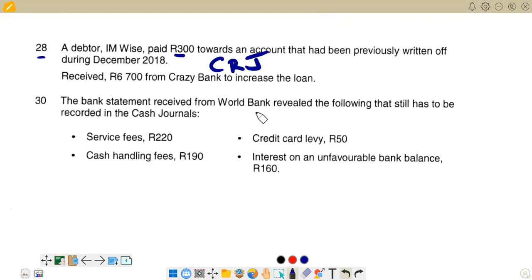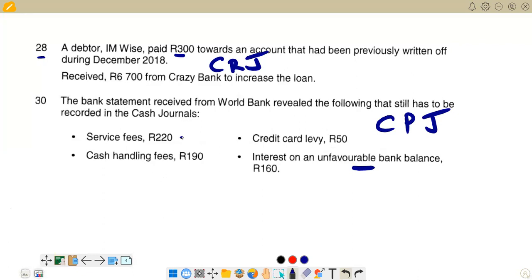The bank statement received from World Bank revealed the following that still has to be recorded in the cash journals. So we are given service fees, cash handling fees, credit card levy, interest on variable bank balance. So this is affecting the cash payment journal, because remember, these are payments. We are paying service fees, cash handling fees, and the credit card levy, and also we are paying interest on variable bank balance.